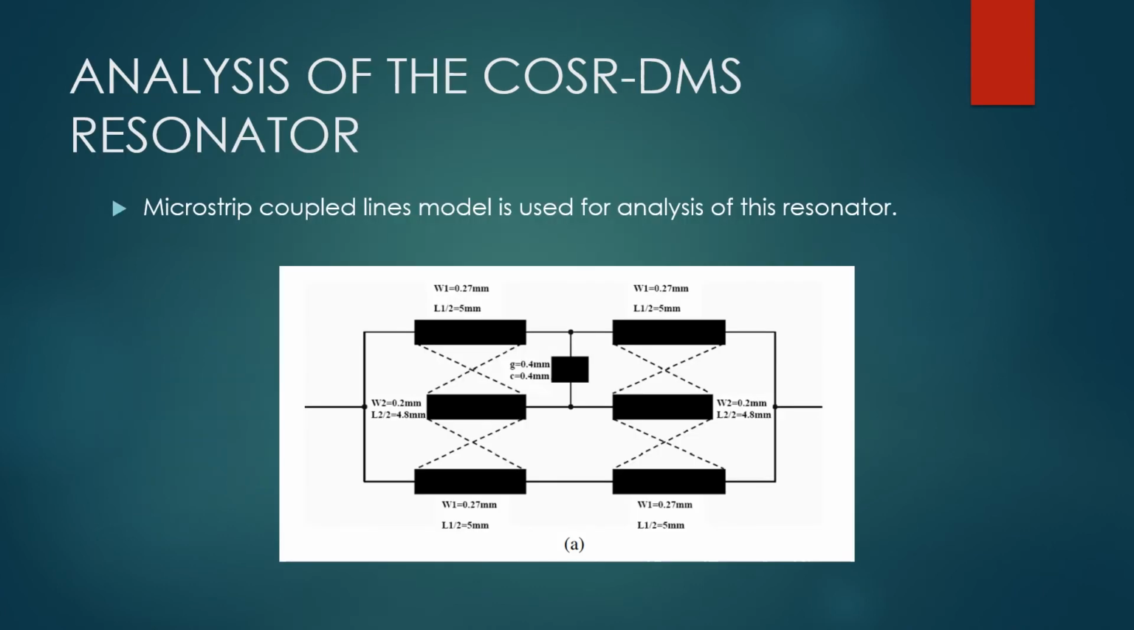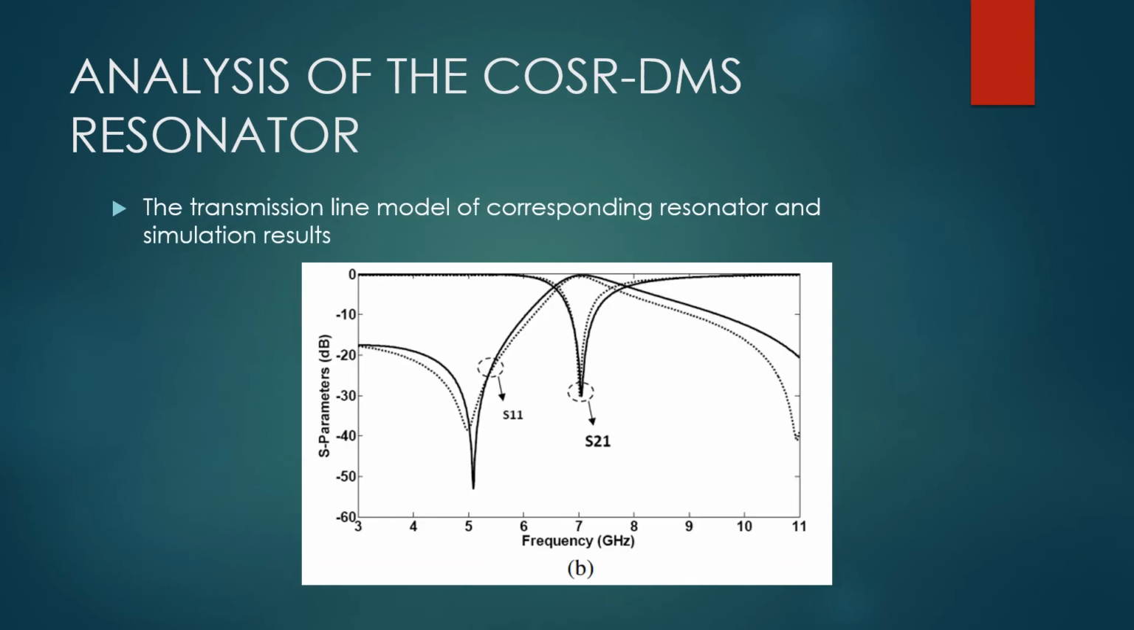In order to analyze this resonator, there is a model called microstrip coupled lines, introduced by the paper. As you can see here, this is the coupled line model for our resonator. This model can simulate the resonator's behavior under different frequencies. Here is a graph of the results. The solid line is the coupled model's response output, and the dotted line is the actual output of the resonator. As you can see, they almost match each other.